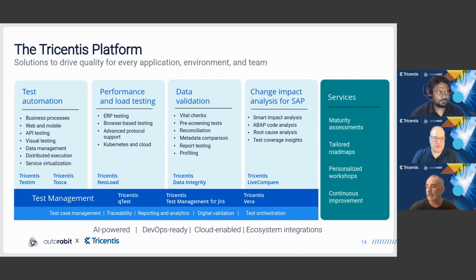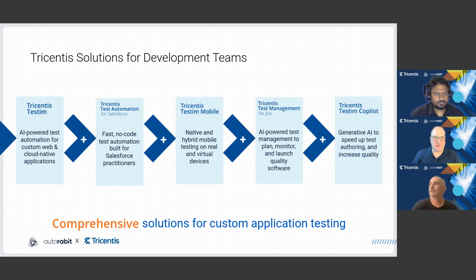And really at Tricentis, our solutions come together to bring these AI-powered, DevOps-ready, cloud-enabled ecosystems like Salesforce together as part of our testing solutions. But I also want to zoom into that picture a little bit and talk about our solutions for development teams. Testim is what we use for our AI-powered test automation. It covers web applications and mobile. And we have Tricentis Test Automation for Salesforce, which you're going to see in a little bit, that provides fast no-code test automation specifically built for Salesforce practitioners. So it covers a lot of those challenges I talked about earlier with Salesforce testing through a solution that's specifically built for Salesforce testing.